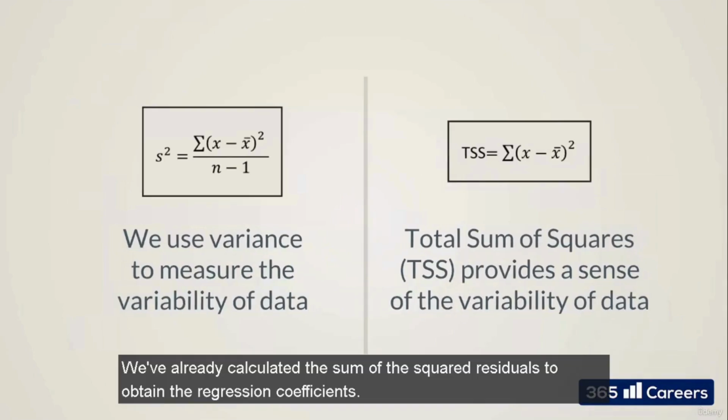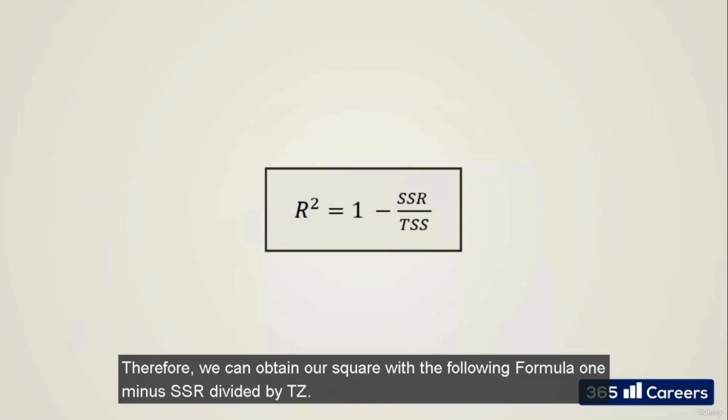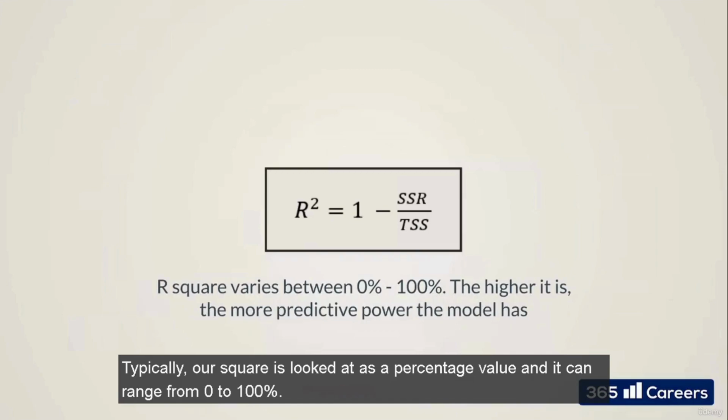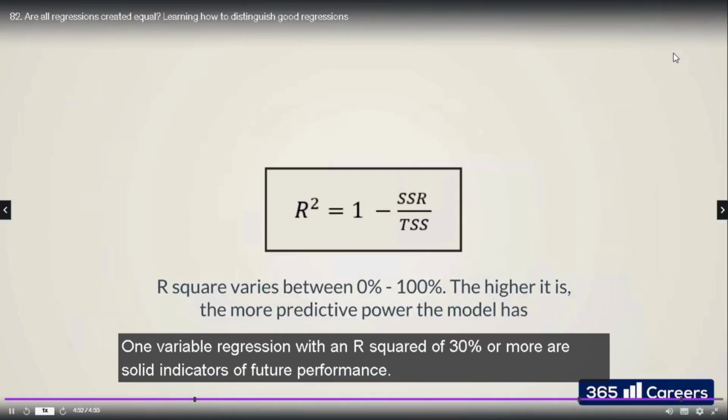We've already calculated the sum of the squared residuals to obtain the regression coefficients. Therefore, we can obtain R-square with the following formula. 1 minus SSR divided by TSS. Typically, R-square is looked at as a percentage value, and it can range from 0 to 100%. The higher it is, the greater the explanatory power of the regression model. Typically, a simple regression with an R-squared of less than 10% has little predictive value. One-variable regressions with an R-squared of 30% or more are solid indicators of future performance.